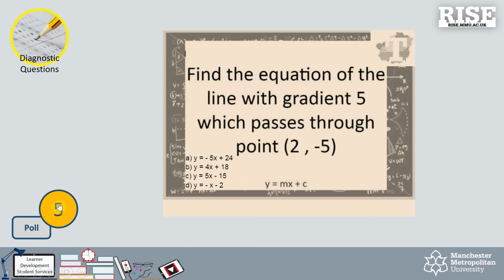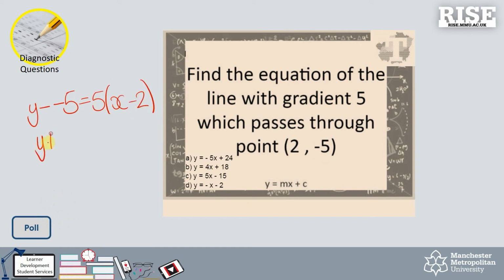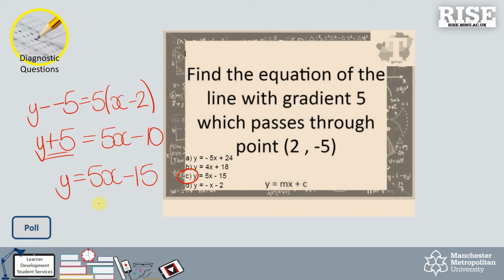One final test question then. I've got y take away negative 5 equals 5 bracket x take away 2. Remember, take away a negative ends up adding that. So that's y plus 5 equals 5x take away 10, and then take away 5 from both sides this time. So that's y equals 5x take away 15. C is the correct equation.